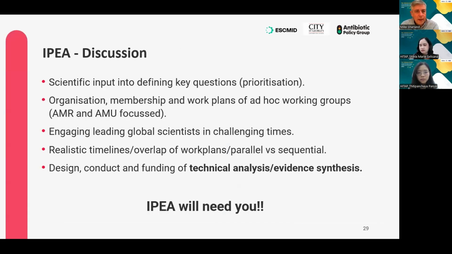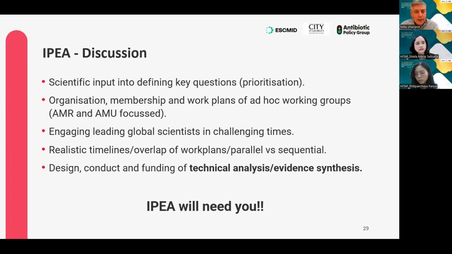So what to discuss? I think, how can scientists and everybody across the quadripartite, animal health and all the different sectors and environment sectors, put input into defining the key questions? This is the priority setting. What are you going to do? You can't do everything. It's only a few years. How are the organization membership and the work plans going to be fostered, particularly ad hoc working groups? And can academic groups take those on?